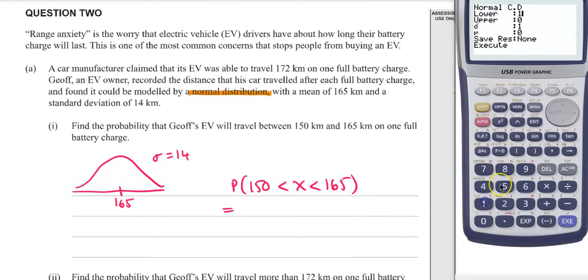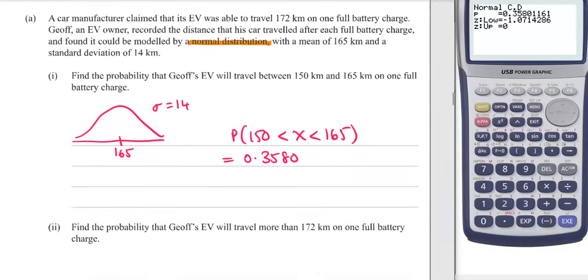Okay, so our lower limit is 150. The upper limit is 165. Sigma is 14. And the mean is 165. So we get our probability is 0.3580.